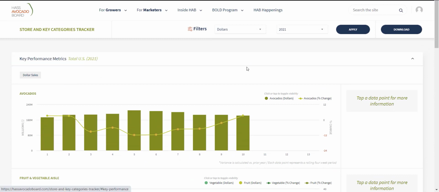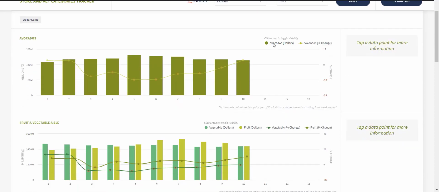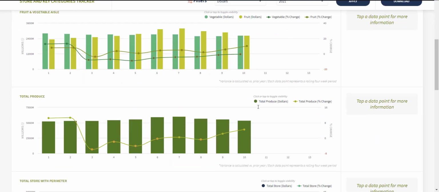You can select different metrics and years from the top filter. You can also choose to view the reports in dollars, units, or pounds. And when you go down the page, you'll see the avocado section that includes 4-week periods updated every month. You can also keep a visual track of the performance change versus prior year on each period. And as in other charts, anytime you click on a data point, you can get the actual amounts for each period. Right below that is the fruit and vegetable section.